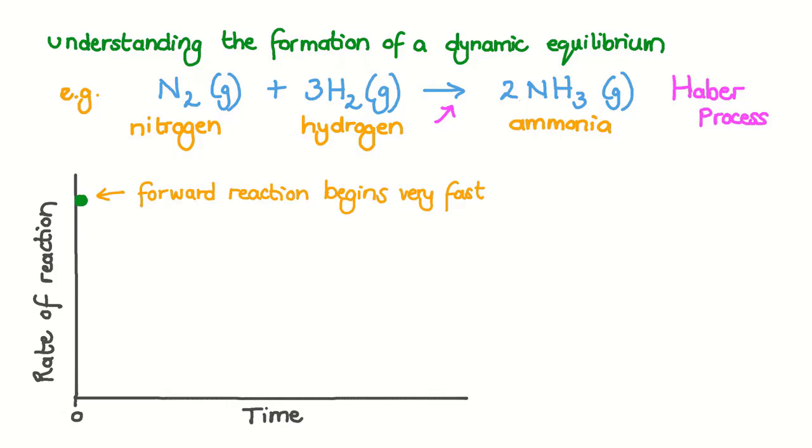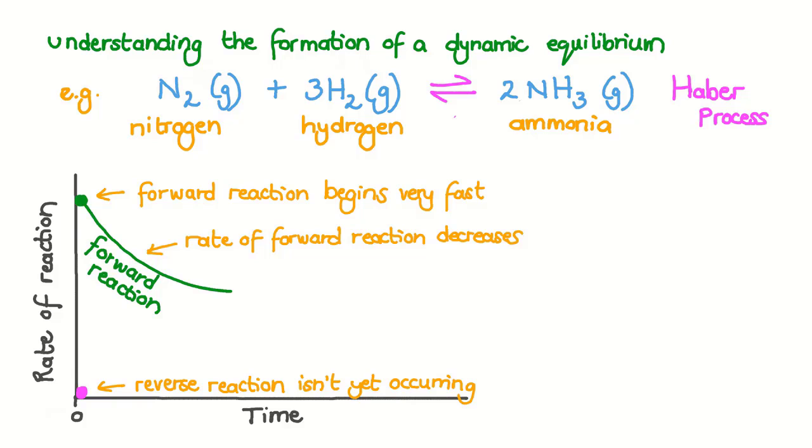In other words, the forward reaction begins very fast, or with a high rate. Because there is no ammonia initially, the rate of the backward reaction is 0. As soon as ammonia forms, some of it will break down to reform the reactants. In other words, a reversible reaction occurs.